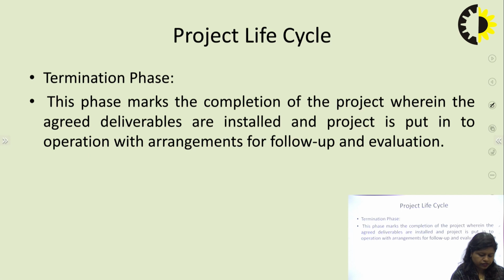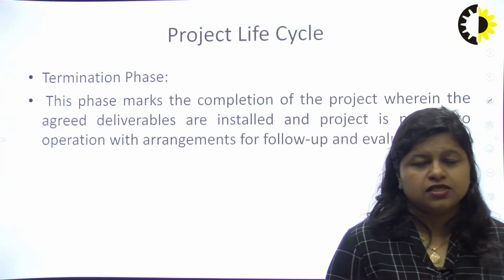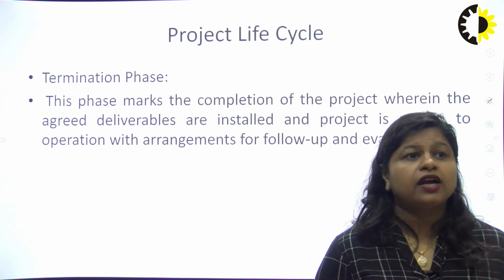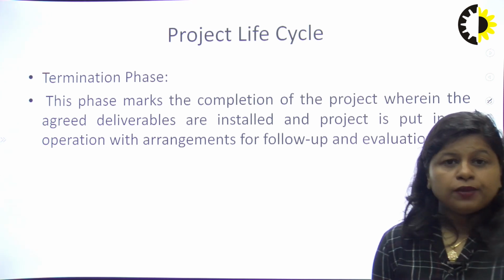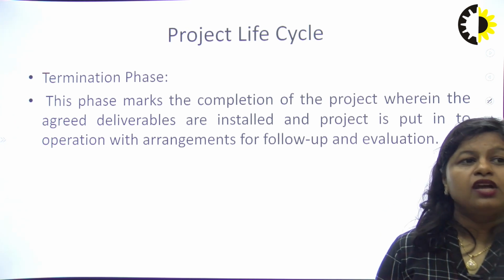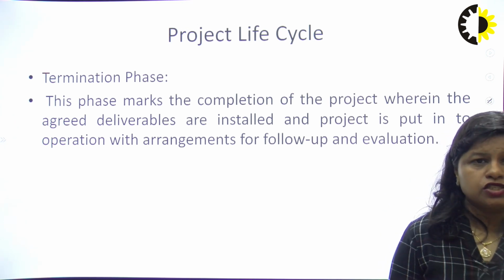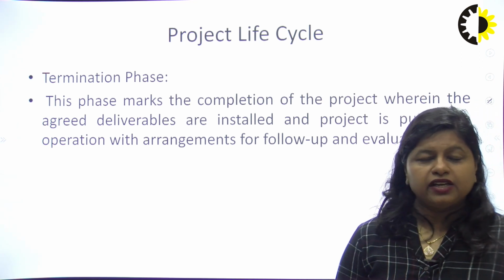Now the fourth phase is the termination phase. So we just saw that there are four major phases involved in the project life cycle. One is the conceptualization phase, the second is the planning phase, the third is the execution phase, and the fourth is the termination phase. So basically this is the phase which marks the project's completion point. This phase marks the completion of the project, wherein the agreed deliverables are installed and the project is put into operation with arrangements for follow-up and evaluation.